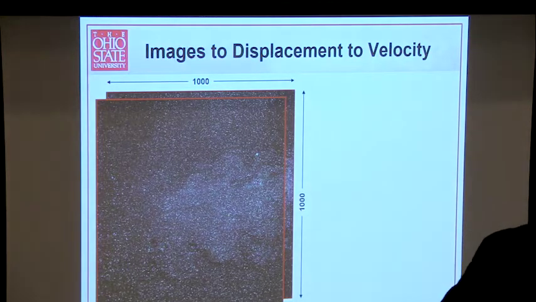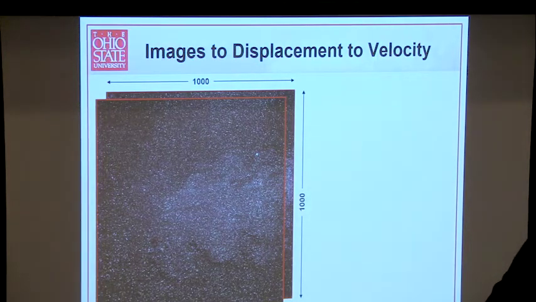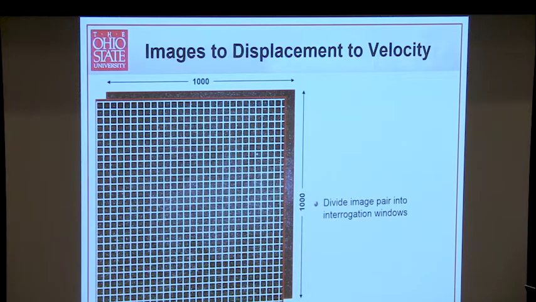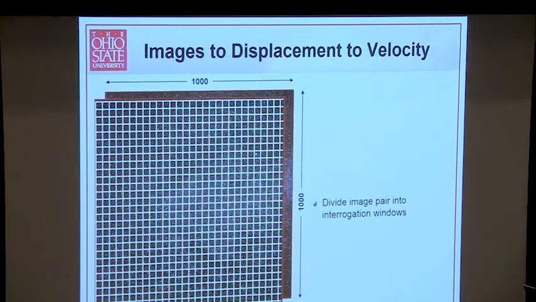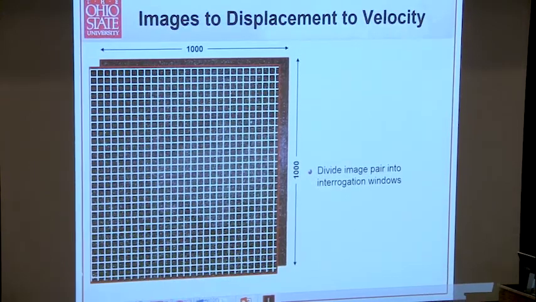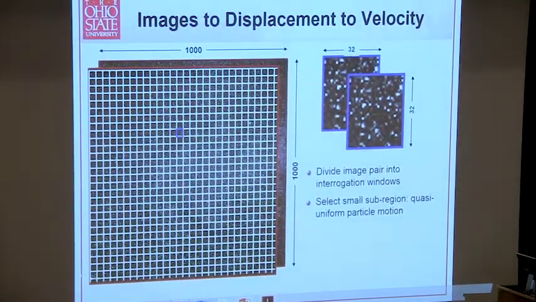Now, you've acquired 2 images, these particle images. This is what they look like. You've seeded your flow with particles, and you acquired these images. Let's see how you get your velocity. What we're going to do is divide the image pairs, so each image, into a series of interrogation windows. If we look at a single interrogation window across the 2 image pairs, this can be considered as a small subregion. And what we want in the small subregion, within this, say, 32 by 32 pixel region, is fairly uniform motion.